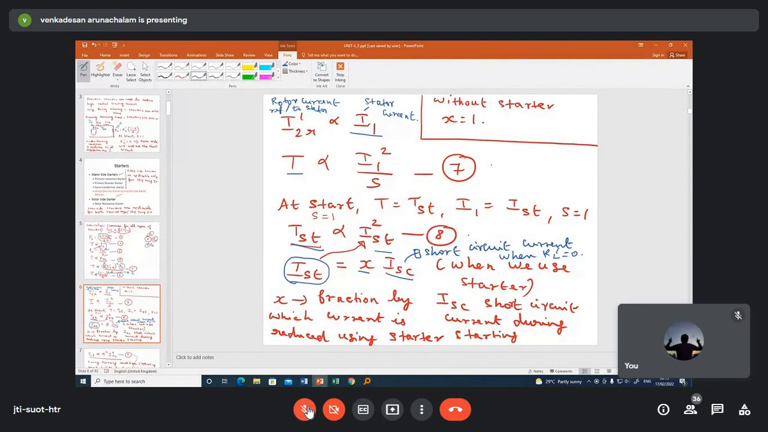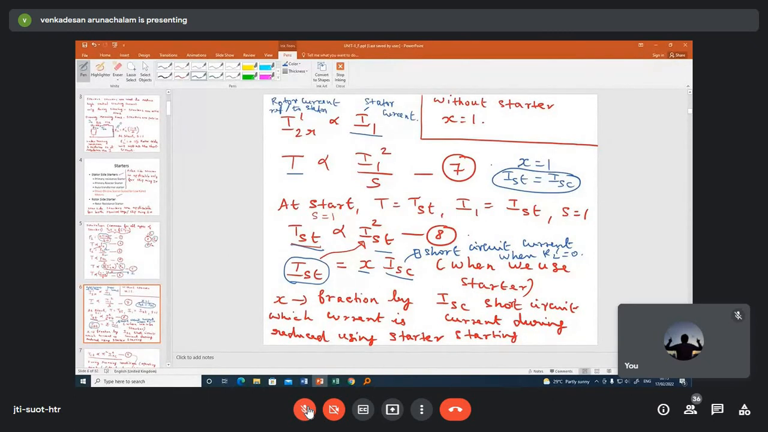It is the fraction by which the current is reduced using the starter. Suppose you don't use a starter, then X becomes 1. If X becomes 1, then the starting current becomes directly equal to the short circuit current. This is dangerous to the machine winding. So we reduce this current by adding a starter, by X times. So X is the fraction by which the current is reduced using the starter.